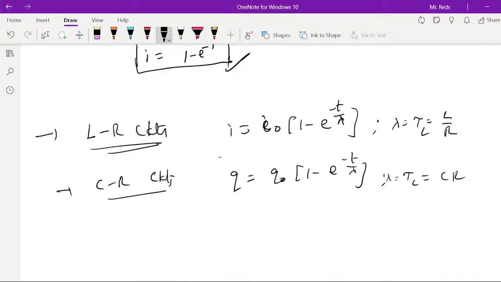The charge becomes 63% of the maximum charge, etc. Those conditions will be the same as before. Okay, these are briefly a few points related to this. Now let us see a few more questions, randomly, based on EMF, motional EMF, etc.